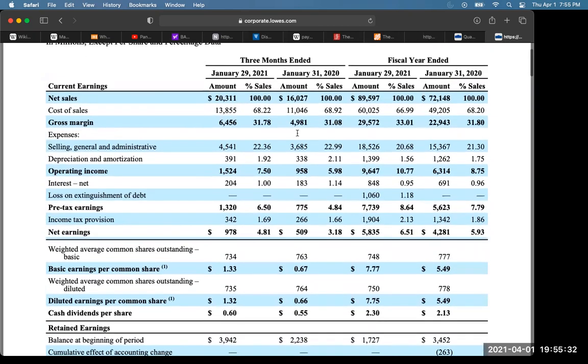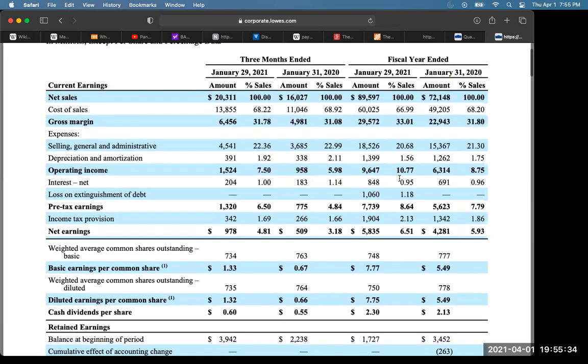All right, for the full year 2021, operating income 9,647, divided by pre-tax earnings, which is 7,739. Oh, sorry, it's reverse. 7,739 divided by 9,647. There we go, 80%. I believe that Home Depot was 93%, 92. Let me see if I remember that correctly.